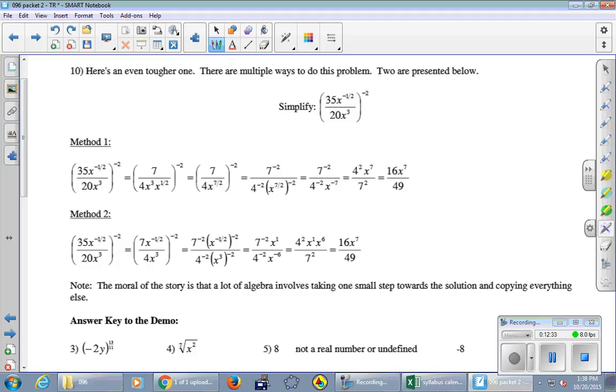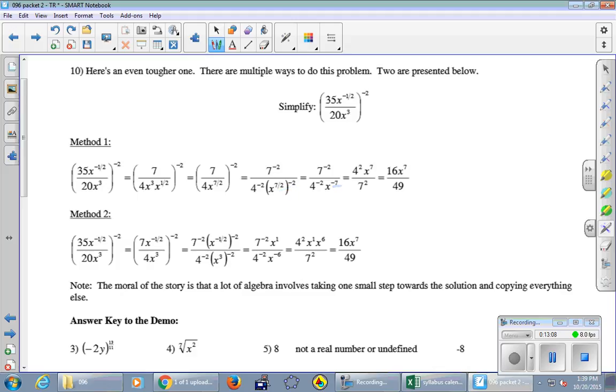Next, there's a -2 on the outside. We know that that -2 comes in and hits everybody on the inside. So that's all written here. 7 to the -2, 4 to the -2, x to the 7/2, all to the -2. And then what do we do with powers like that? We're going to do some flipping in a minute, but first, what do we do with those 2 powers? Multiply, right? That's one of our properties. So we multiply those 2 powers and we get just -7.